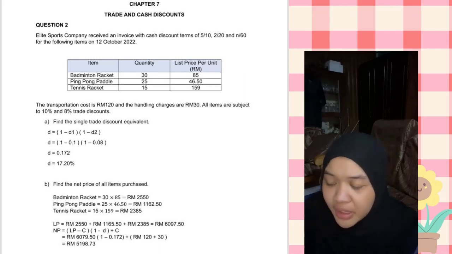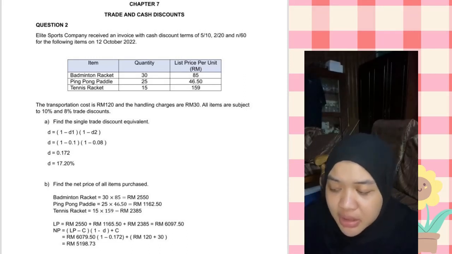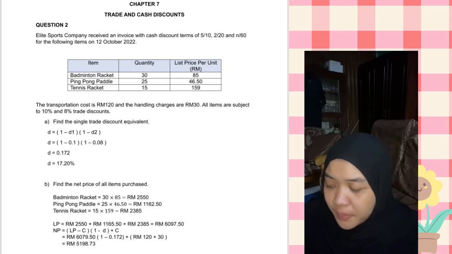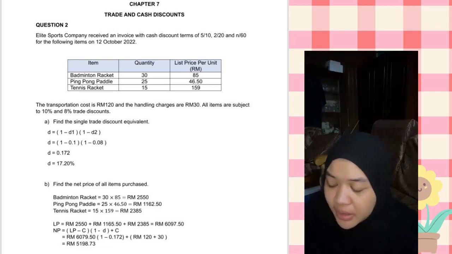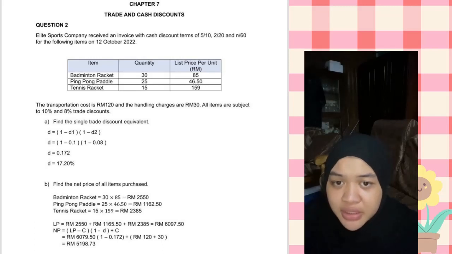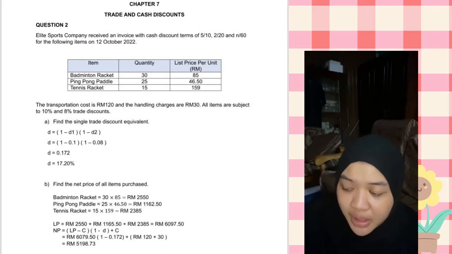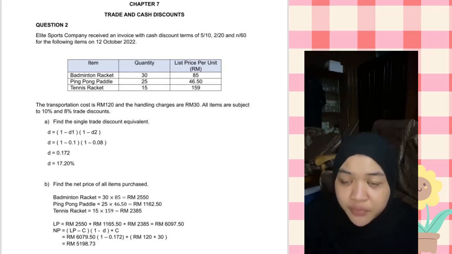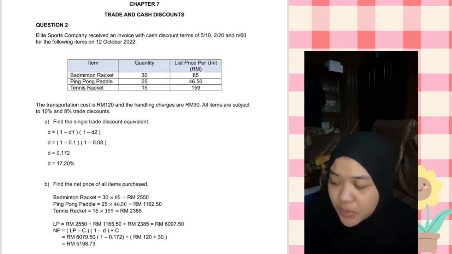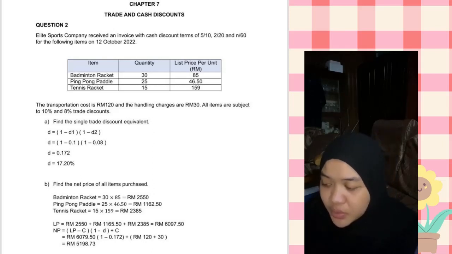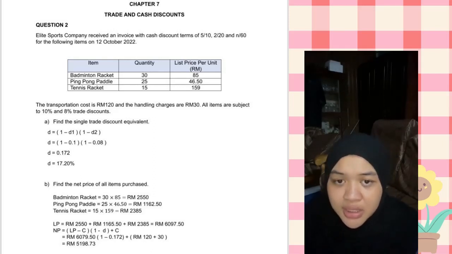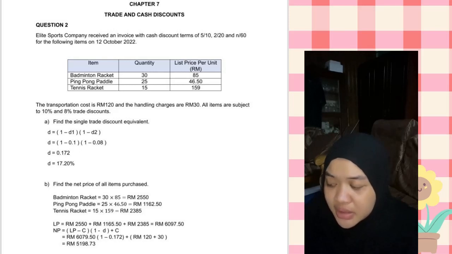For the badminton racket, the quantity is 13 and the price is 85. For the ping pong paddle, the quantity is 25 and the price is 46 ringgit 50 cent. For tennis racket, 15 and the price is 159. So the transportation cost is 120 and the handling charge is 30 ringgit. All items are subject to 30% and 8% trade discount.